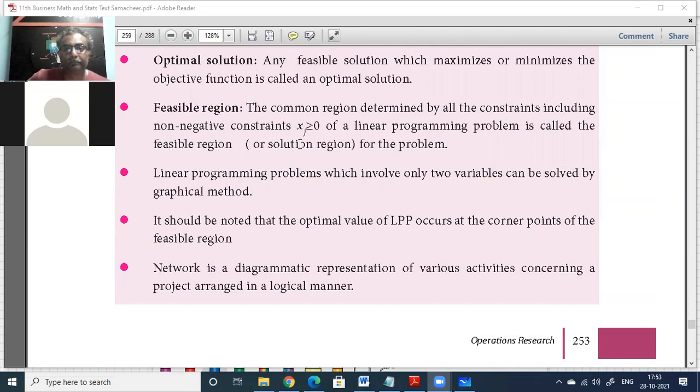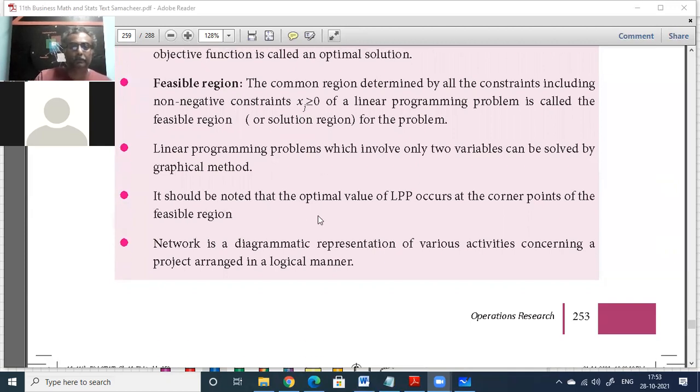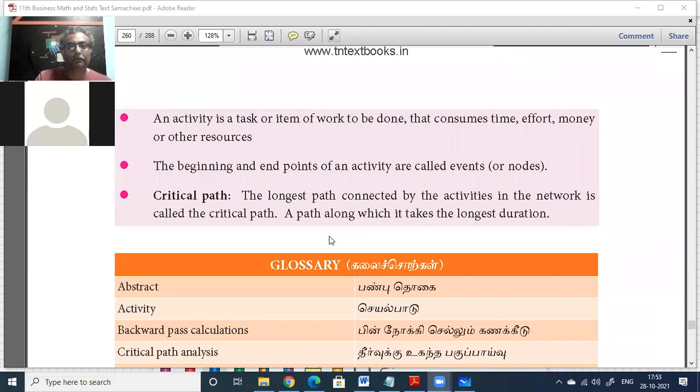A network is a diagrammatic representation of various activities concerning a project arranged in a logical manner. This also we can read. An activity is a task or item of work to be done that consumes time, effort, money, or other resources. The beginning and the end points of an activity are called events or nodes.